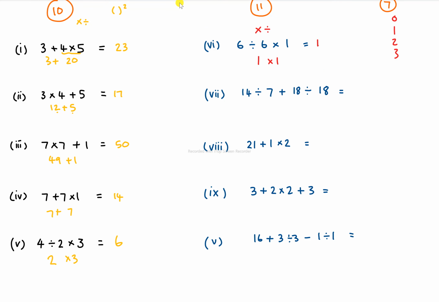Okay, let's crack on. We're looking for a times and a divide. We've got a divide here and a divide here, so we need to do them first. 14 divided by 7 is 2. 18 divided by 18 is 1. Remember, any number divided by itself is always 1. If I said to you 7 divided by 7, the answer is 1. Have that in your mind, very important. That gives us 3.